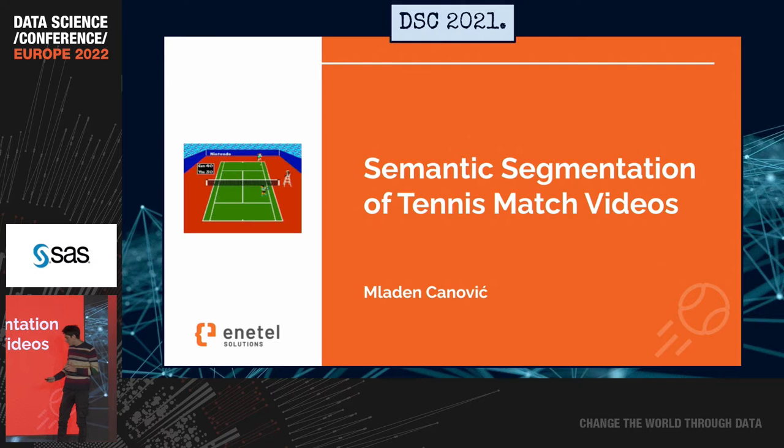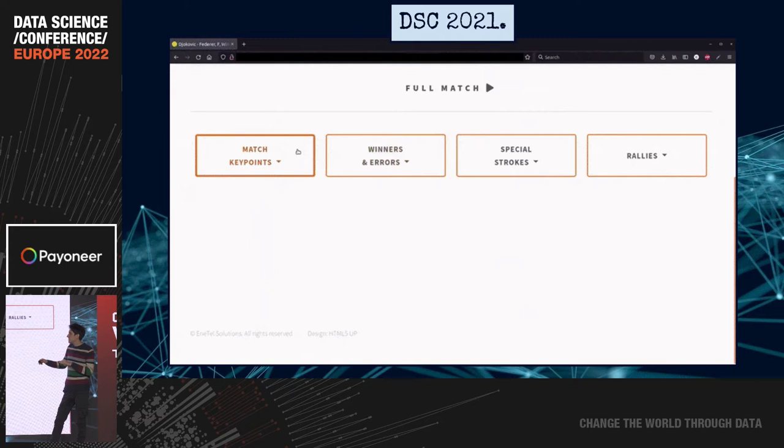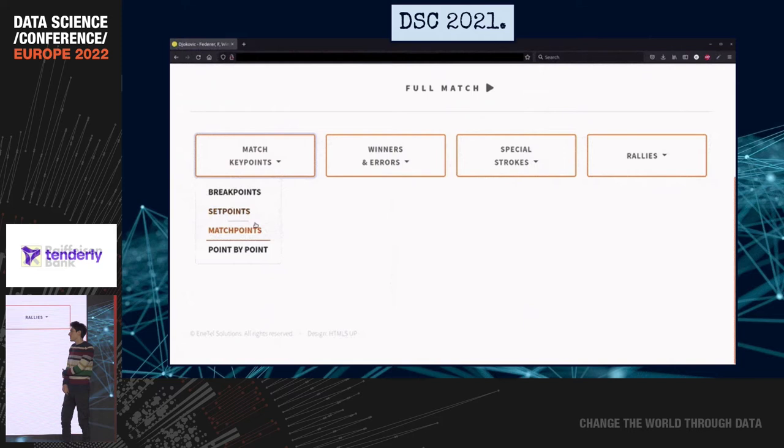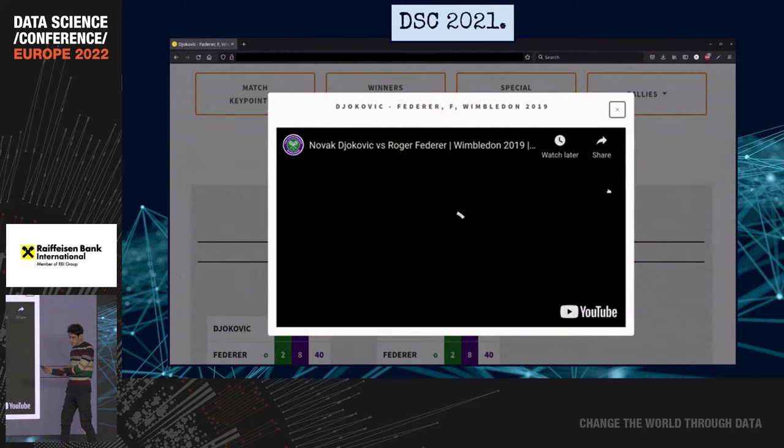As we can see here, we have developed a system like that. You now have four categories of points, where you can choose whether you want to watch winners, break points, set points, or you want to sort points by rally length. Here is an example of that.